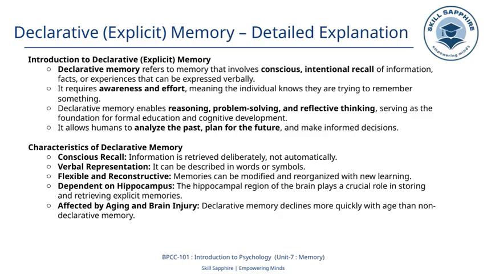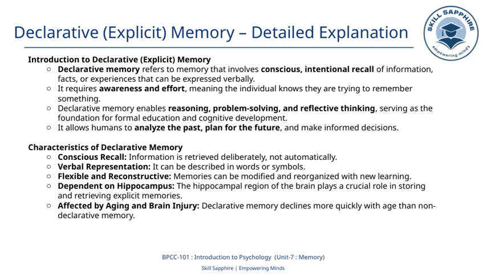It requires awareness, meaning you're aware that you're trying to remember something, and effort, because it doesn't happen automatically. This kind of memory is essential for reasoning, problem-solving, and reflective thinking. It forms the foundation of formal education and helps us develop cognitively. Essentially, declarative memory allows us to analyze the past, plan for the future, and make informed decisions based on what we've learned. Now, let's look at some of its key characteristics.